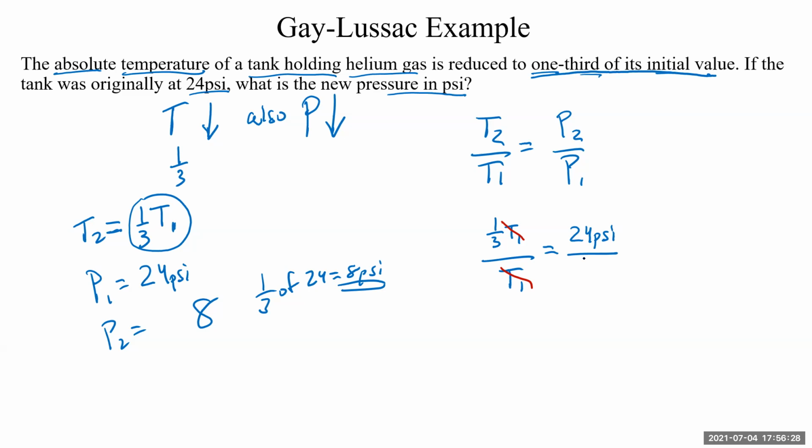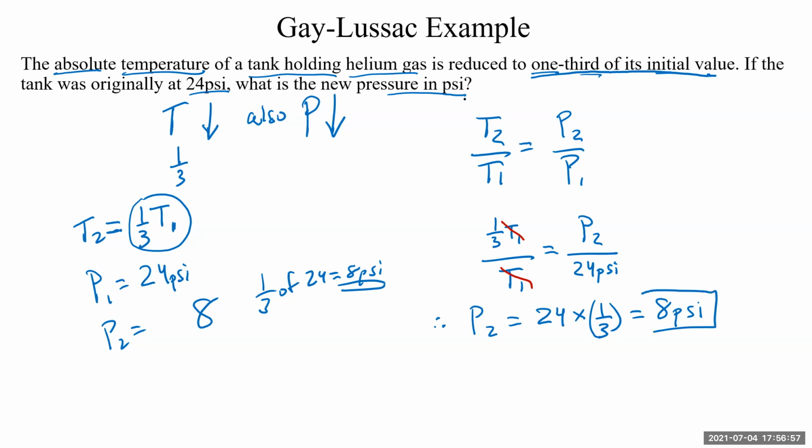Sorry, our P2 is unknown, isn't it? P2 over P1, which is 24 PSI. My apologies. P2 is the unknown. So let's rewrite this. P2 is going to equal 24 times 1/3. Well, what's 1/3 times 24? 8. That's the same thing as saying 24 divided by 3. That's 8 PSI. And since it asks for PSI, we're good.